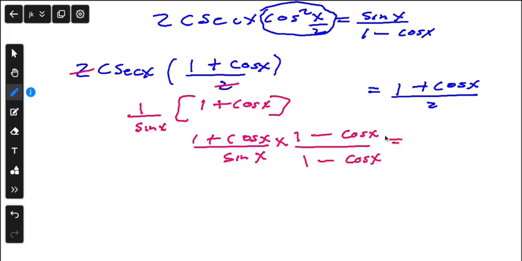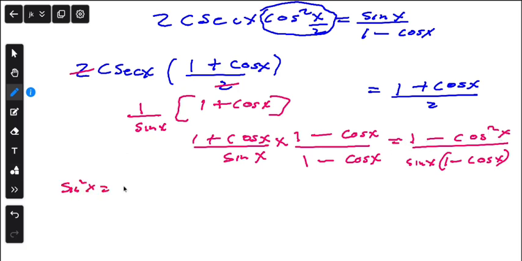So from here, you remember I told you that you need to multiply the first part with the first part, the last part with the last part. And then this one, we are going to have sine x, open bracket, 1 minus cos x. So from here, you can agree with me that sine squared x is equal to 1 minus cos squared x. So in the place of what we have here, you can just put sine squared x.